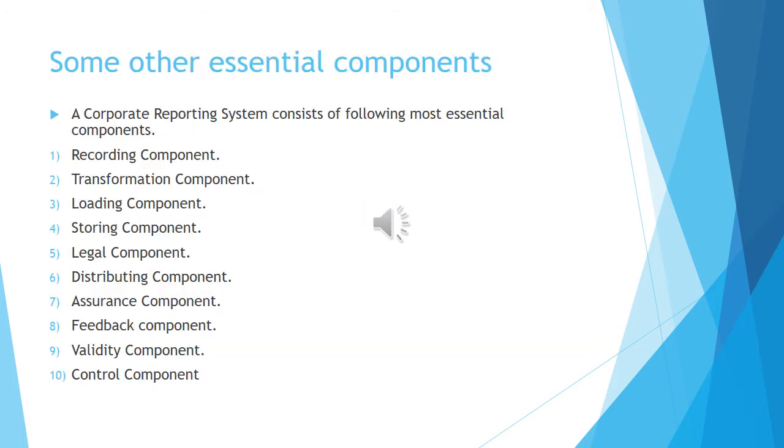Some other essential components of a corporate reporting system are recording component, transformation component, loading component, storing component, legal component, distributing component, assurance component, feedback component, validity component and control component. We will see some of the explanation of these components in further slides.